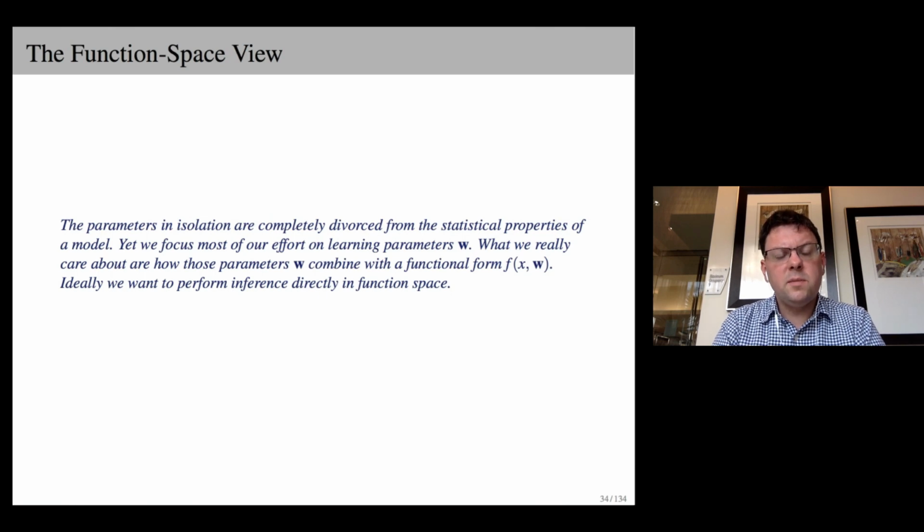From the function space perspective, the parameters in isolation are entirely divorced from the statistical properties of a model. In part 1, we considered how in regularization, whether or not we want large weights or small weights entirely depends on the parameterization of the function that we're using. Yet we focus most of our modeling efforts on learning parameters W. What we really care about are how those parameters W combine with the functional form f of x, w. Ideally, we want to perform inference directly in function space.